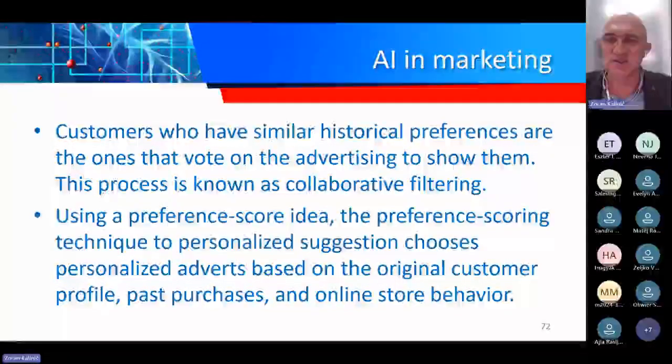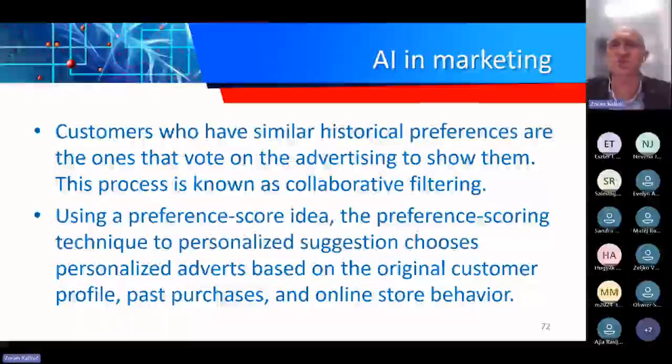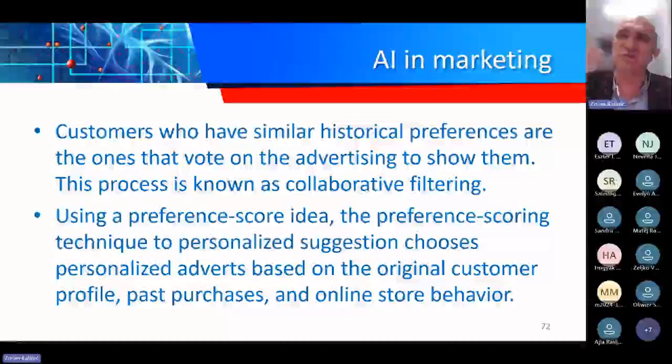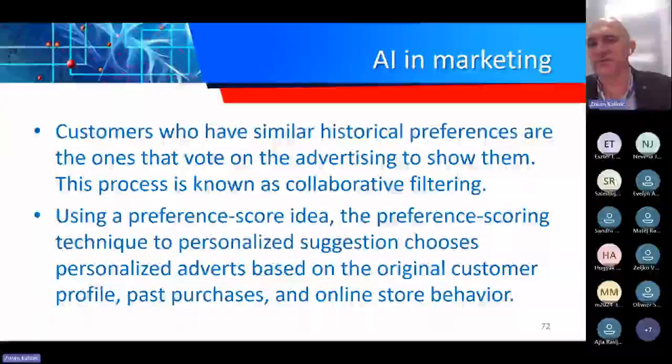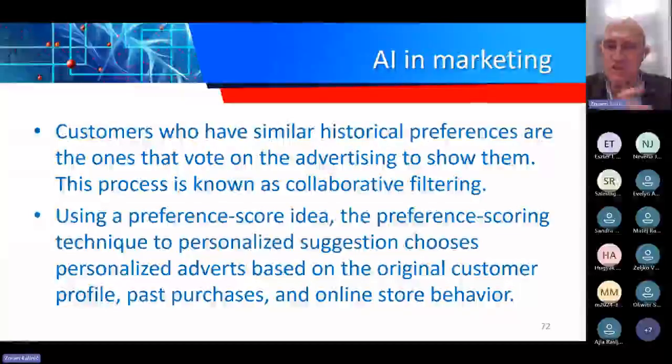The first one is collaborative filtering. We will talk about it again when we discuss recommendation systems. Here you will get the ads which are similar to the ads that were liked by people who are similar to you. So it's some kind of social filtering. For similar people, we will show similar ads. The other one is the preference score idea.